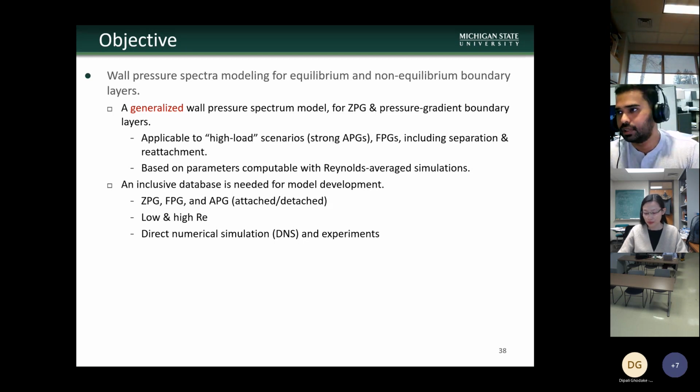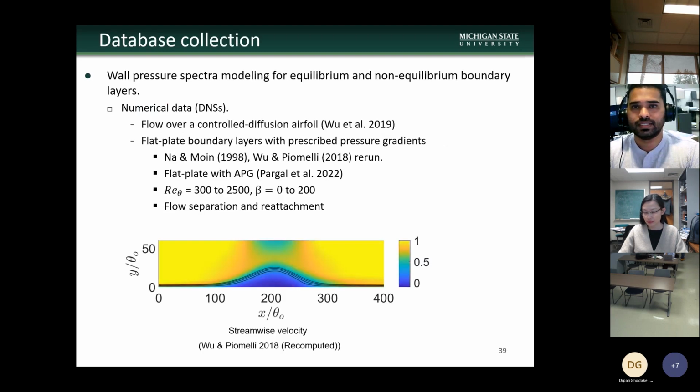To do that, first we have to understand the effect of these non-equilibrium flow physics on the wall pressure spectra. For that, we gather data based on direct numerical simulations and experimental data from the literature, encompassing different flow scenarios and low to high Reynolds number. So let's start with the database collection.